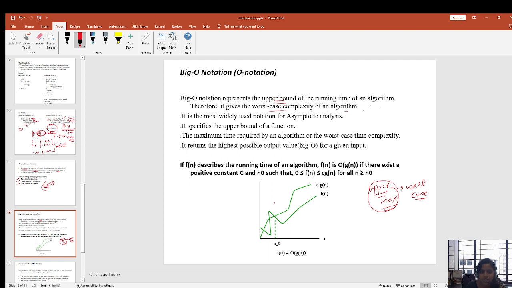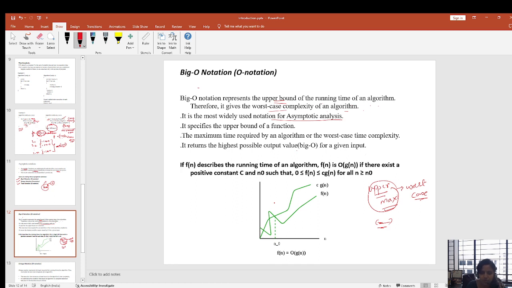This is the most widely used asymptotic notation, because when you want to measure the time complexity of a particular algorithm, worst case complexity specifies that more than this time an algorithm is never going to take. An algorithm is going to take at most the time specified by big O notation. It returns the highest possible output value for a given input.